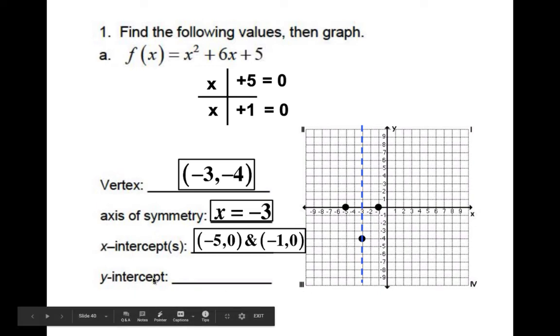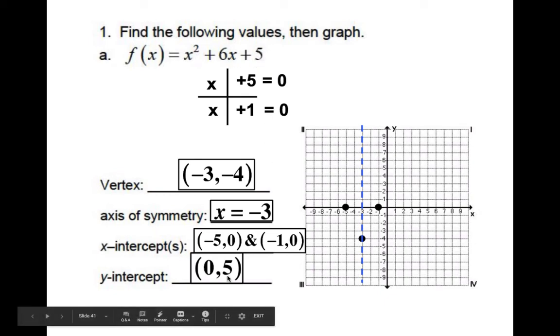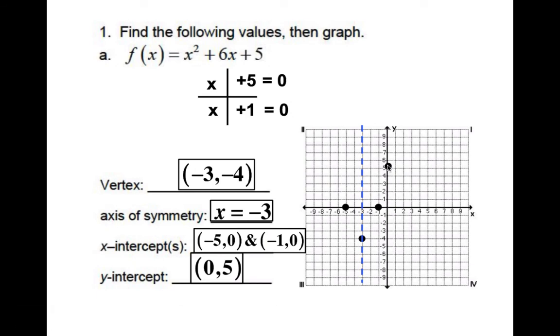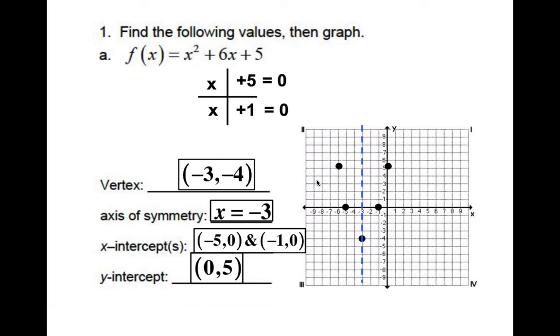And then finally, to find the y-intercept, you would plug in 0 for x. So plugging in 0 and 0, you're left with your c value of 5. So your y-intercept is 0, 5. So on the graph, 0, 5. And because this has symmetry with the axis of symmetry, I can fold it over so it's going to land here. And now I can see my parabola.